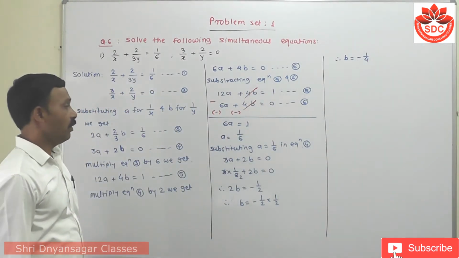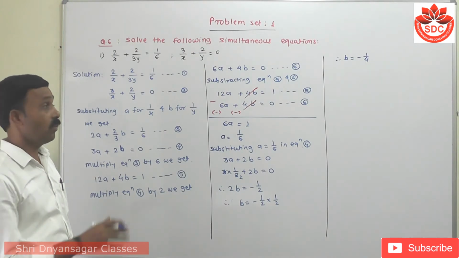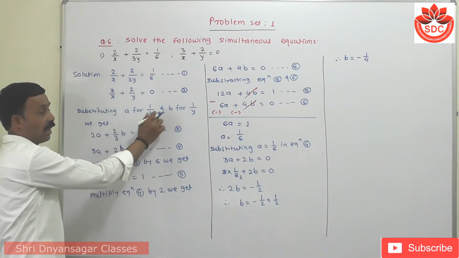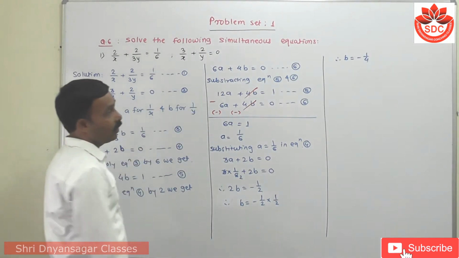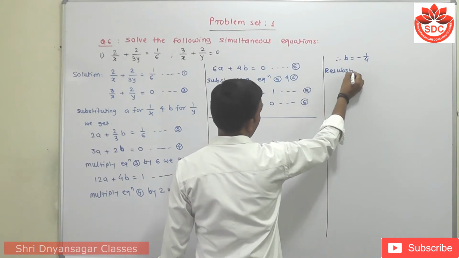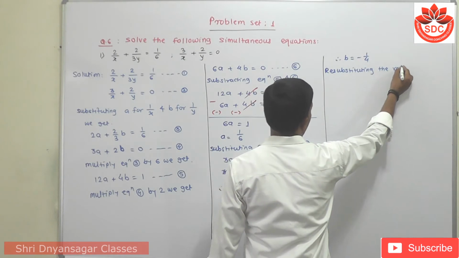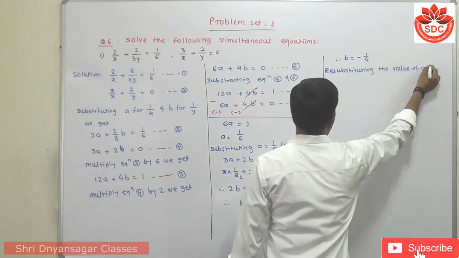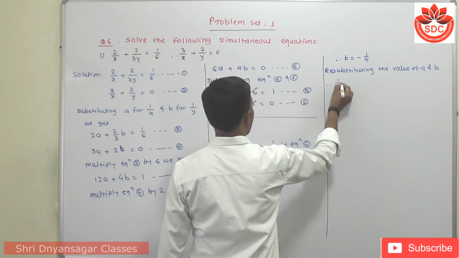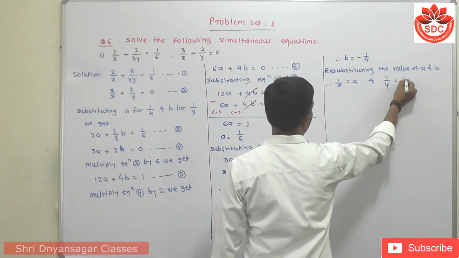Now student, we have to find a and b here. Again you have to resubstitute these values of a and b, because we have to take a for 1 upon x and b for 1 upon y. So, resubstituting the values of a and b, we have 1 upon x is equal to a and 1 upon y is equal to b.